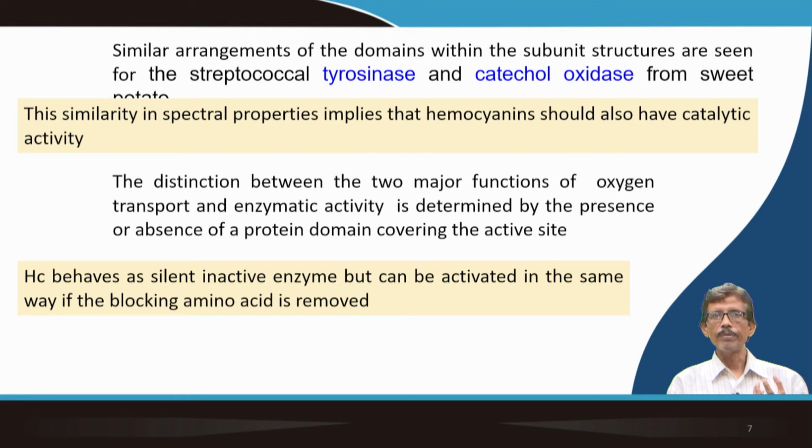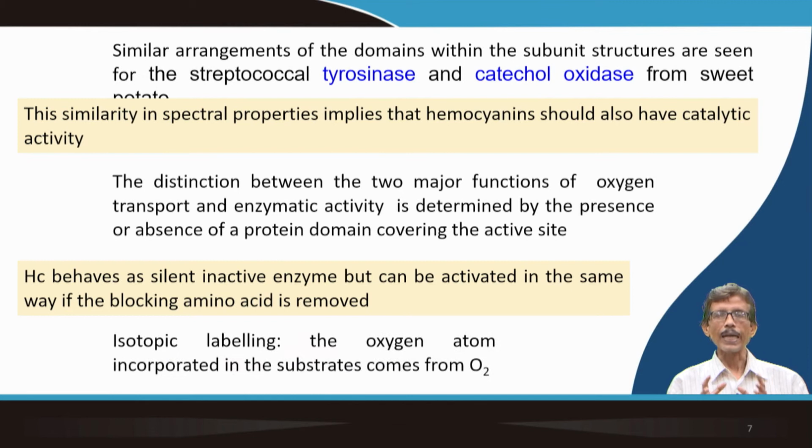But it can be activated if you go for the blocking of the amino acid, that means removal. So, the blocking part, that means the active site access, is basically important. If it is not there, it is only functioning as an oxygen trapping and oxygen releasing molecule. So, isotopic labeling with oxygen 16, 17 and even 18 can give rise to all this information nicely.